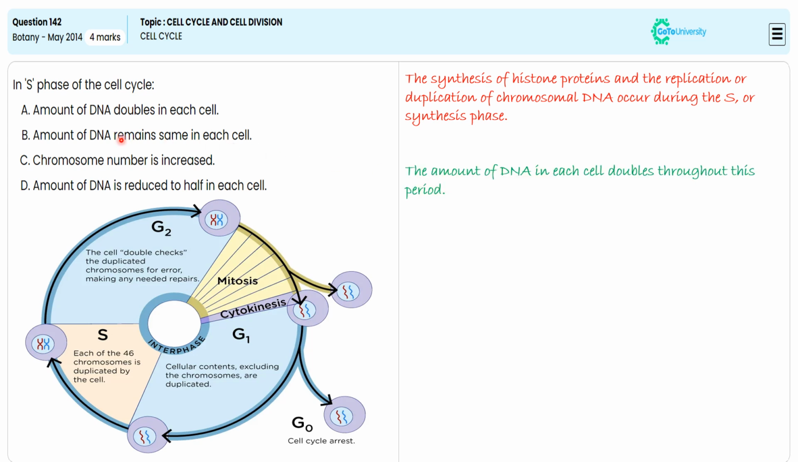With this specification, we are ignoring options B, C and D, and we are choosing option A as the correct answer to secure 4 marks.